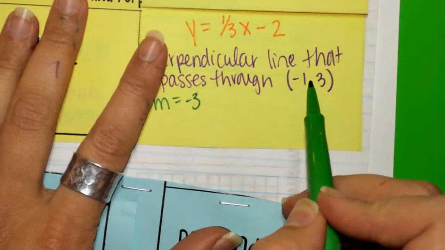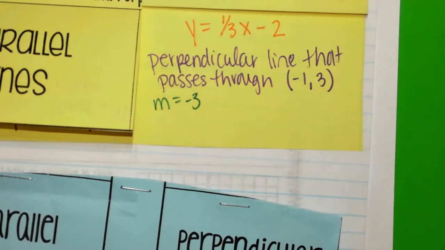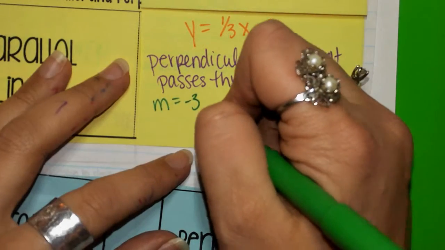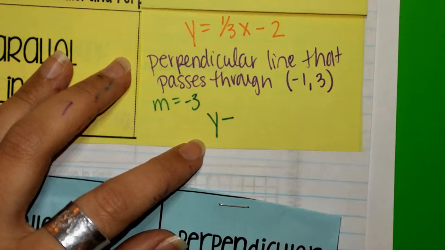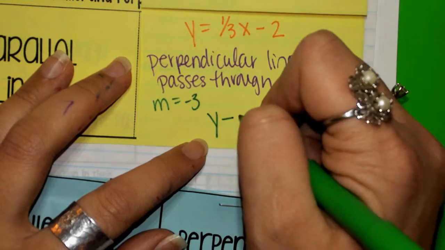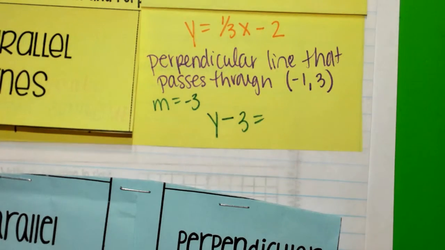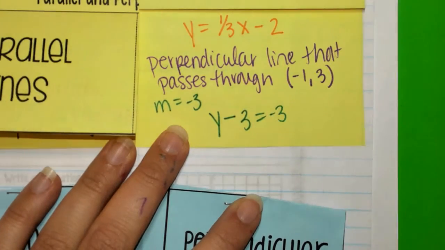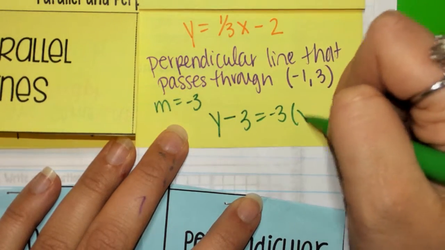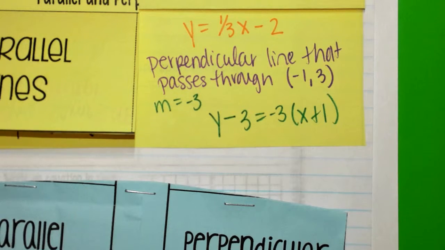Now, we have a point. We have a slope. What form are we going to write it in? Point slope form. So that means that we're going to say y minus what? 3. Awesome. I like that y'all said the formula though. What comes next? Negative 3 times x plus 1. Good job. Does everybody see where we got that from?